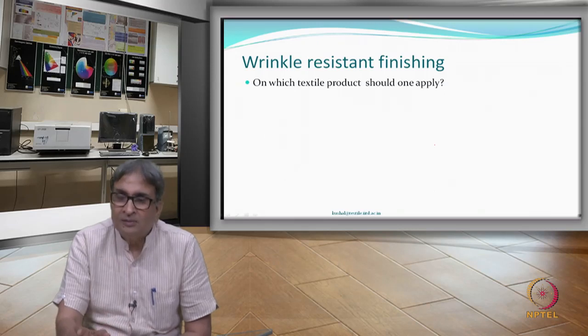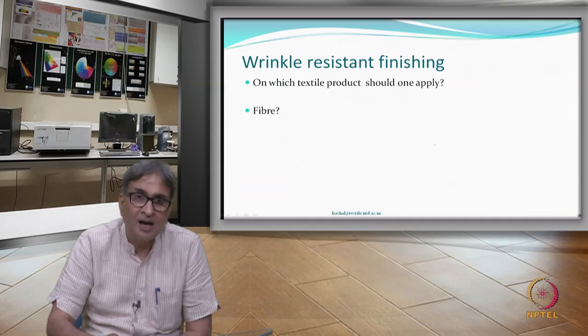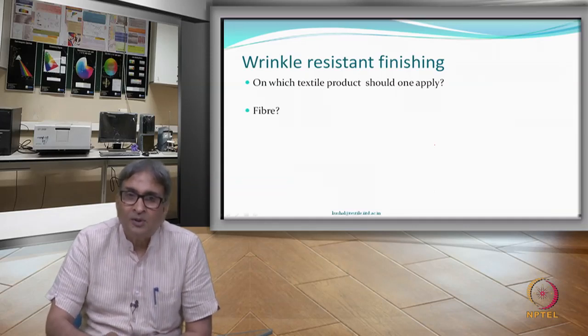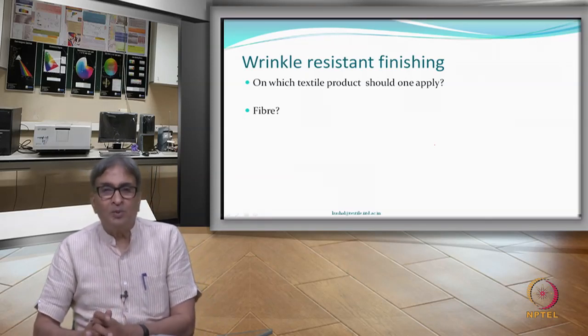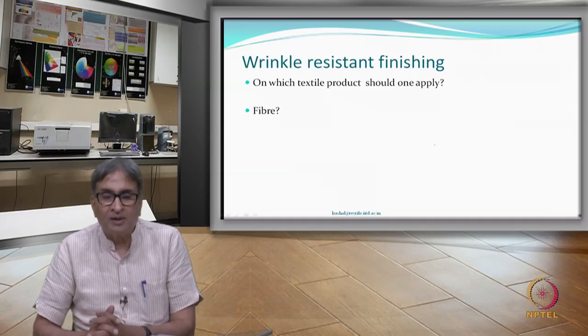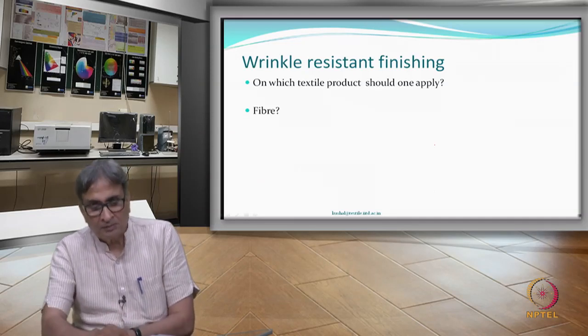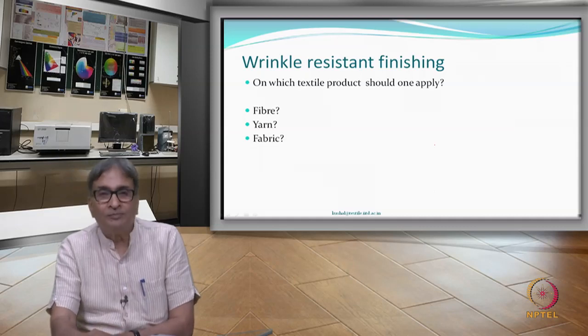done. We were talking about fiber and the chemistry. The textile is available in the fabric form, in the yarn form, and in the fiber form. So, which product do you think we should be applying these chemicals to, to get the cross linking process? Is it the fiber or the yarn or the fabric, which one?